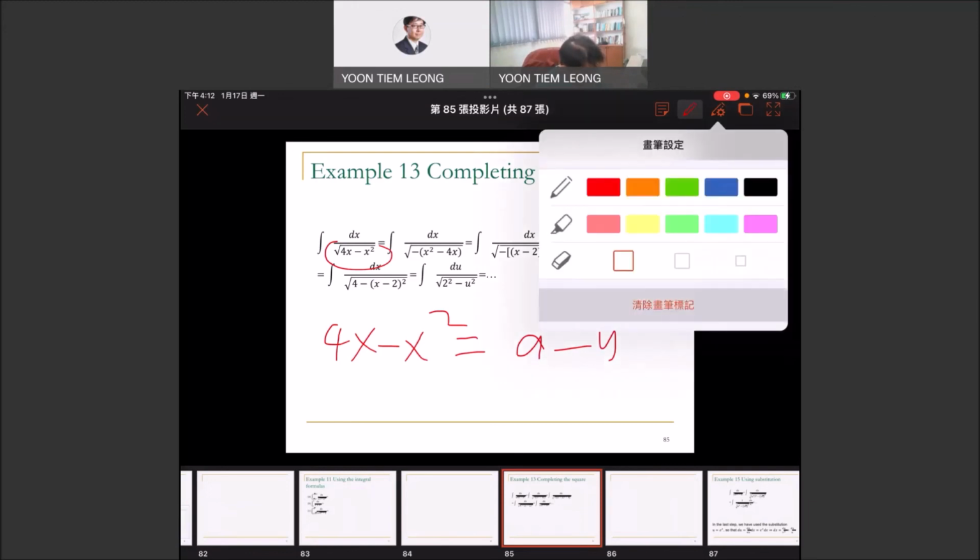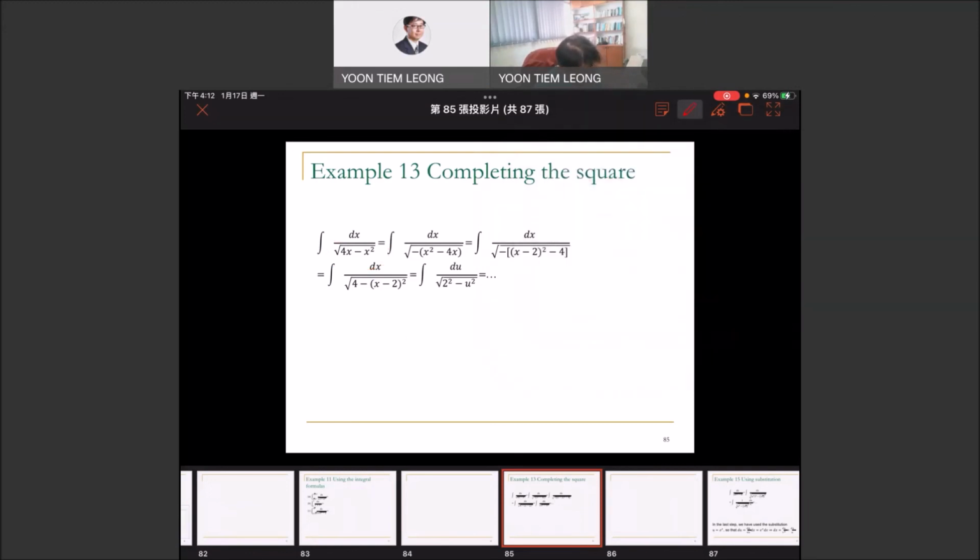So if you do one by one, then you can just follow the tricks that I'm doing here. There are many ways, but there's no strict way of doing this. So you have 4x minus x squared. So you pull out the x, that is minus 4x. Then you just let the minus sign stay outside.